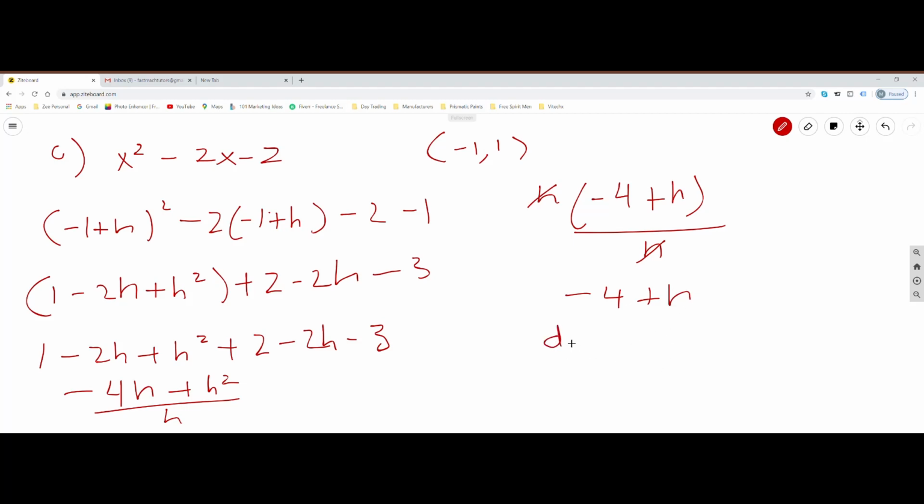Based on this answer, the slope is negative 4. And the values that we got using the other method, which was choosing values close to 1, we found that the values that we got for slope are the same. So the answers are the same.